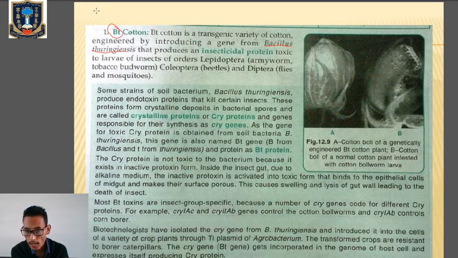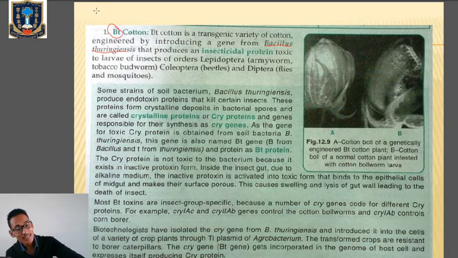But this Cry protein is non-toxic to the bacterium. Why? Because within the body of the bacterium, this Cry protein, which is toxic in nature, is in an inactive form. One more time, this Bacillus thuringiensis, which produces the Cry protein, is not affected by this toxic protein itself, because within the body of the bacteria, the Cry protein exists in inactive protoxin form.